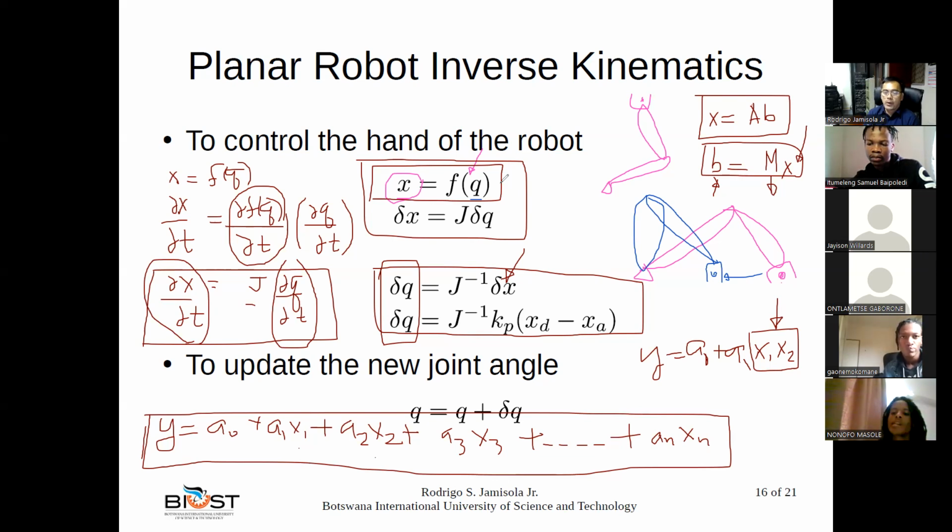What I want you to understand is that the forward kinematics, x equal to f of q, is not linear, because in our sense you cannot express it in terms of separate coefficients A1, A2, and A3 times independent variables theta 1, theta 2, theta 3. So we cannot write it in this sense.